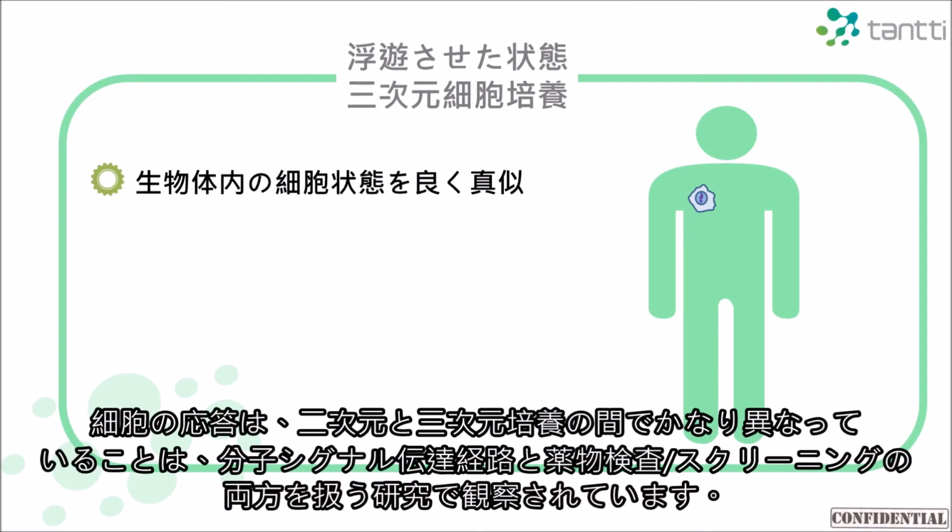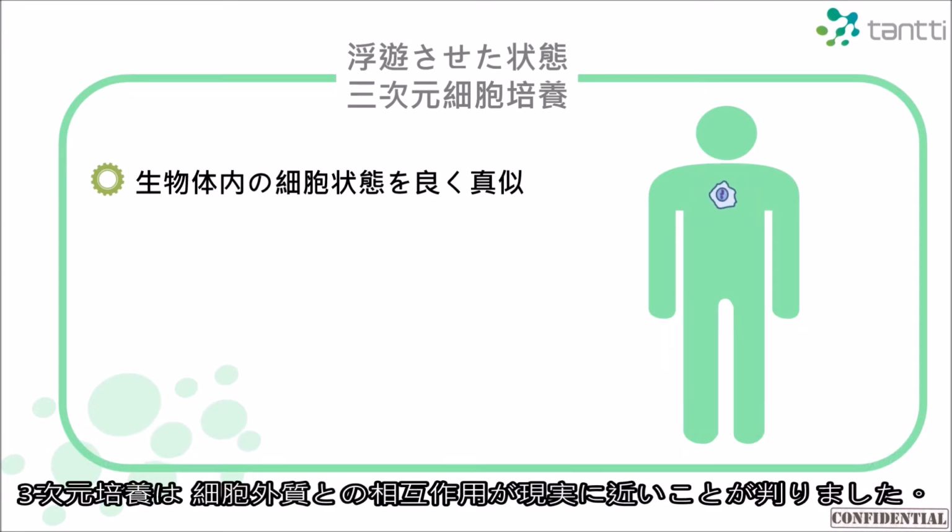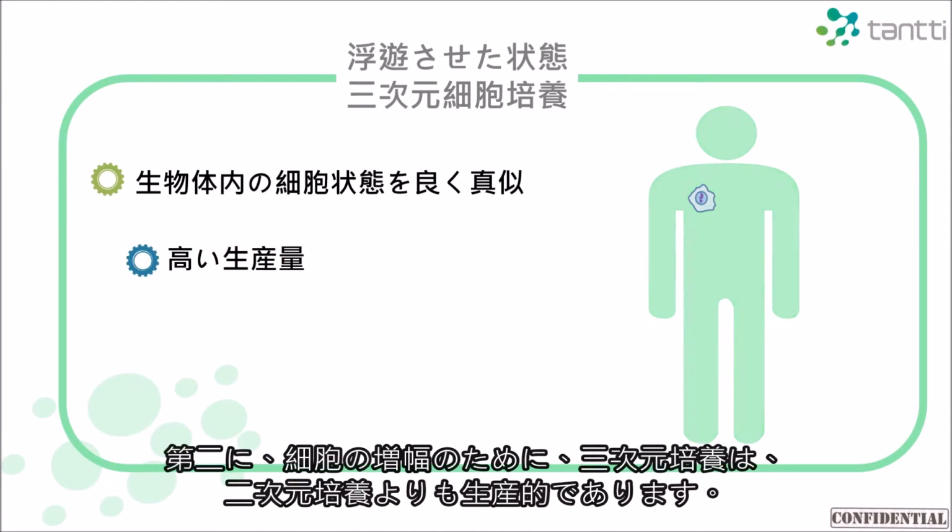The cell responses are significantly different between 2D and 3D culture, which can be observed in research dealing with both molecular signaling pathway and drug testing and screening. 3D culture more closely mimics the physiological environment than 2D culture due to the interaction between cells and the extracellular matrix. Secondly, 3D culture for cell expansion is more productive than 2D culture.